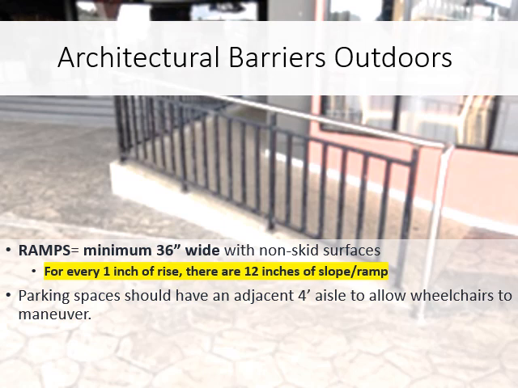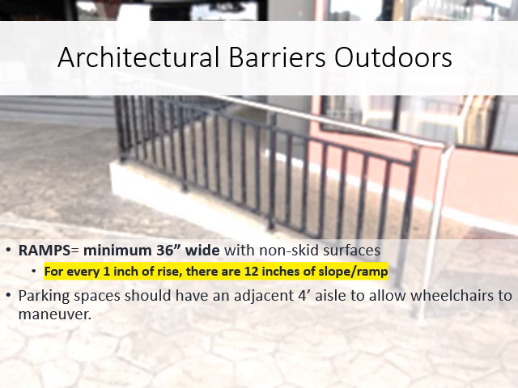You're going to have some questions about this, about the slope to rise, that ratio. Okay, so for every 1 inch of rise, there are 12 inches or 1 foot of slope. For every 1 inch of rise, 1 foot of slope.